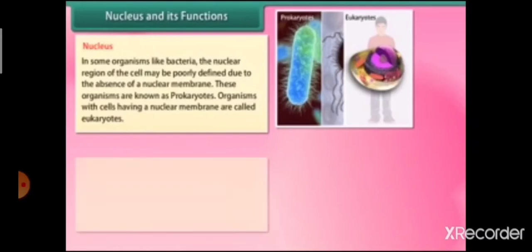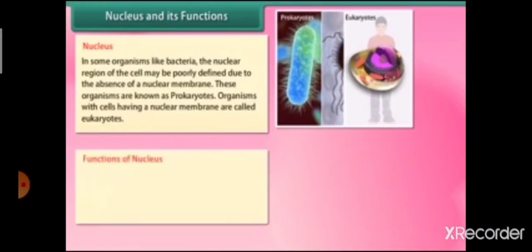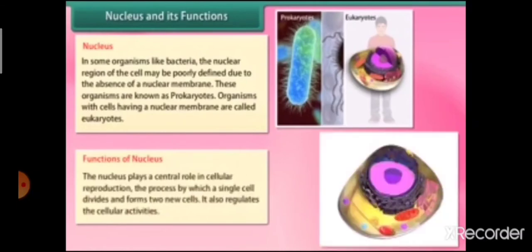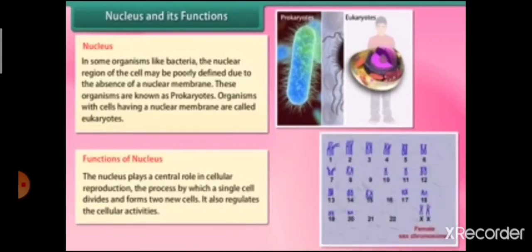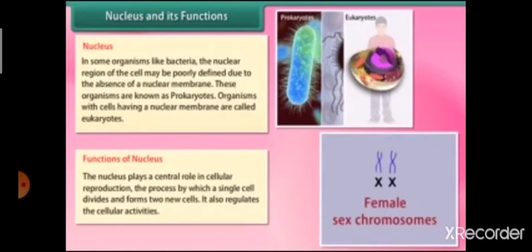Function of the nucleus. The nucleus plays a central role in cellular reproduction, the process by which a single cell divides and forms two new cells. It also regulates the cellular activity. So, the nucleus controls the activity of the cells and it is responsible for the cellular reproduction.